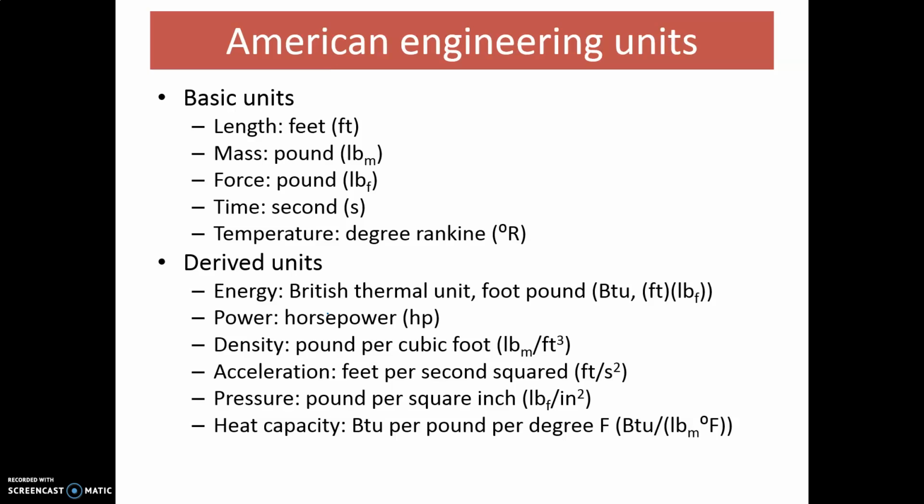So these are the American engineering units, or English units. The basic units are still the same: we have length, mass, force, time, and temperature. For length it is feet, for mass it is pound mass, and for force it is pound force. You can see the different M and F here. For time it is second, and for temperature it is degree Rankine. The derived units are derived from these basic units. We have energy, power, density, and so on.